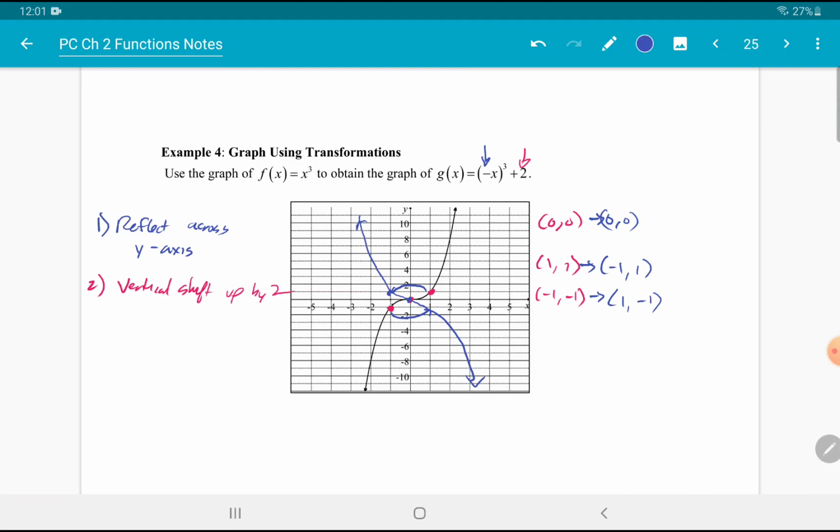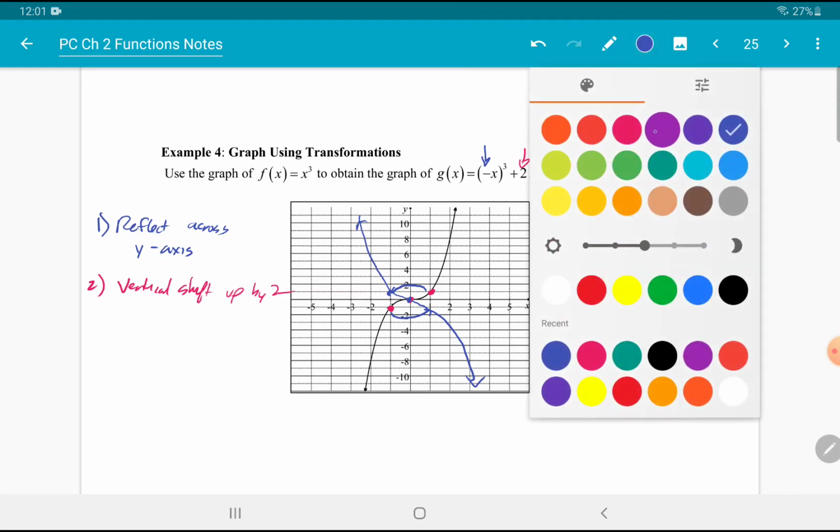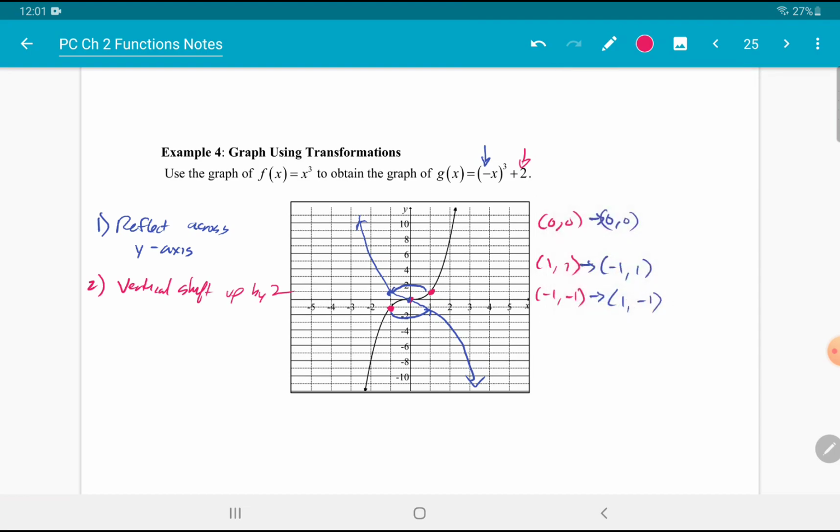Now what we need to do is apply the vertical shift up 2. Okay, so let's go ahead and apply the shift up 2. We're going to take each of these points, and if you're shifting everything up by 2, then basically what that means is you're adding 2 to all y values. Since it's shifting up, you're affecting the outputs. Okay, so if you're affecting all the outputs, you're affecting all the y values, you just add 2 to basically all the y values. So 0, 0 will go up 2 to 0, 2. -1, 1 will go to -1, 3. And 1, -1 will go to 1, 1.